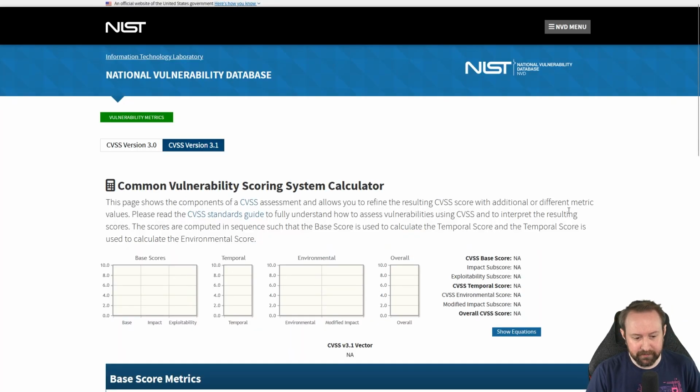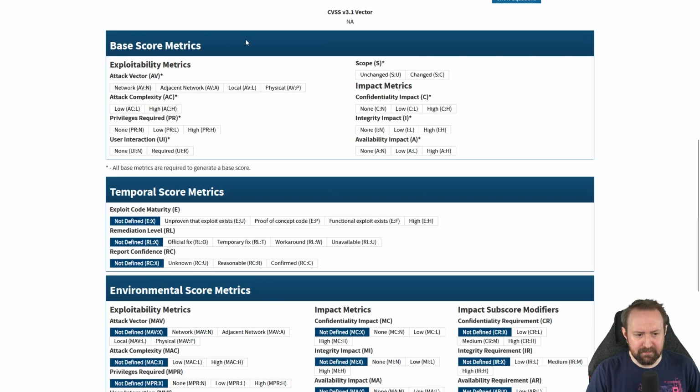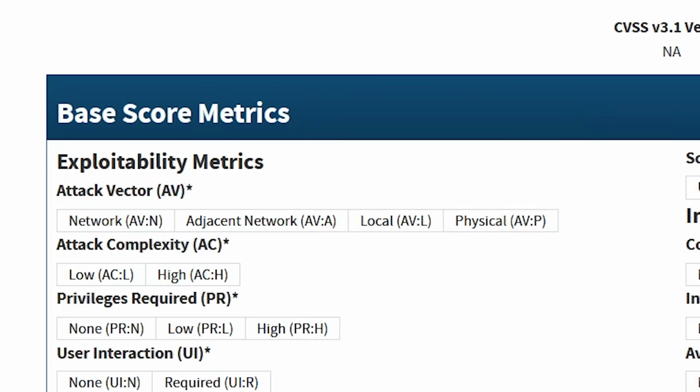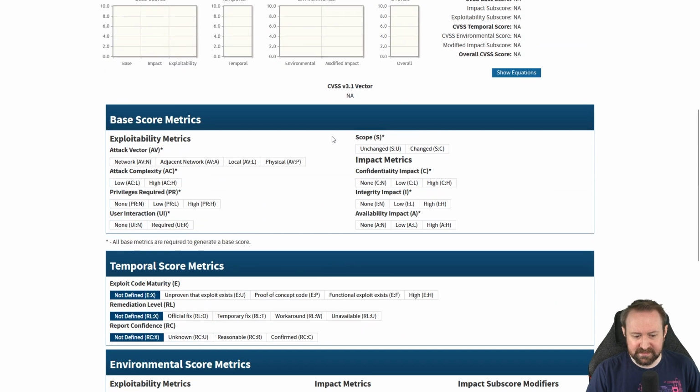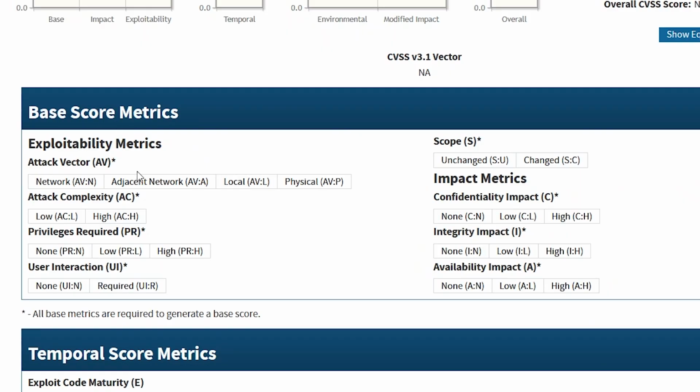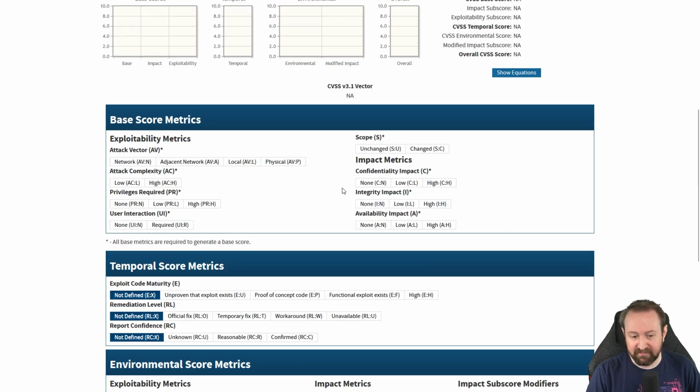Like I said before, there are three main metric groups: base score metrics, temporal score metrics, and environmental score metrics. Of these three groups, the only one that is technically required is base score metrics. Every single one of these 8 metrics needs to have some value. Now, it can be none. In the instances where there's none, it can be none, it just can't be null, right? It can't be not set.